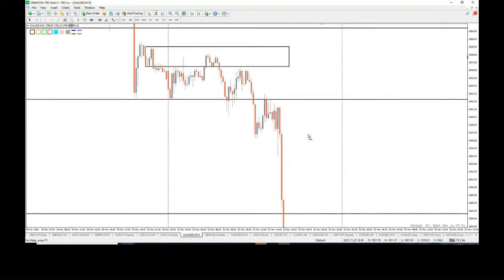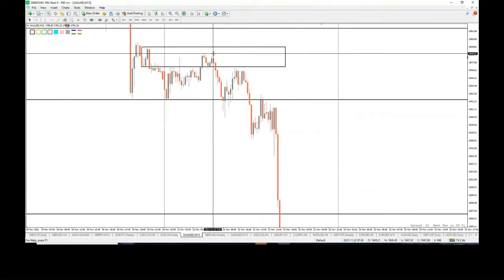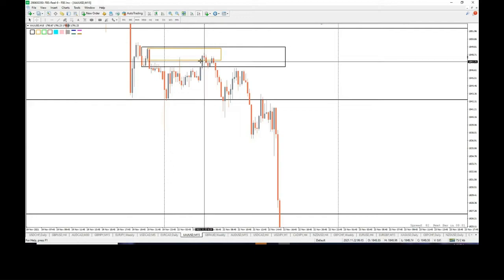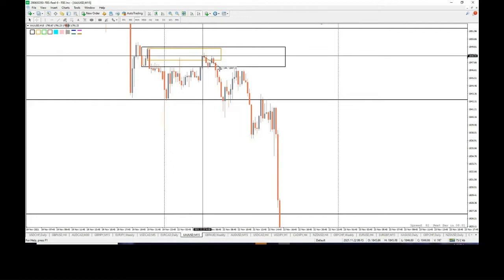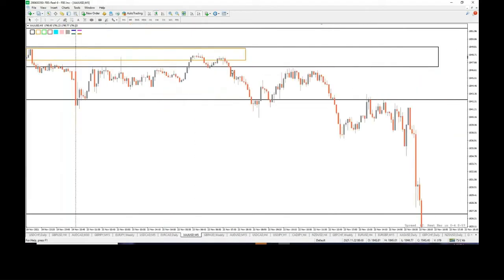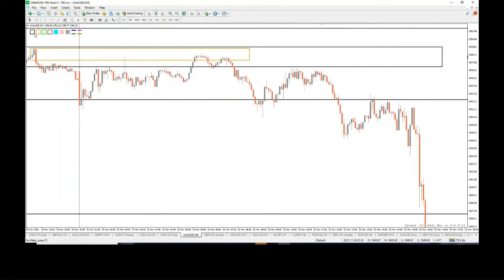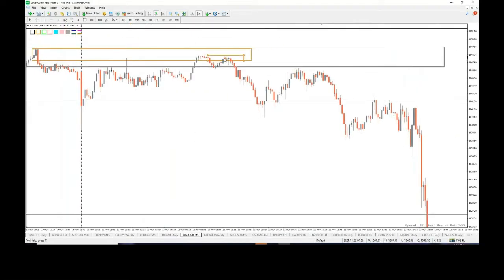If you wait for M15, there's no confirmation right here, but you can have your precise zone here, right? This is the M15 zone. So when price comes here, how do we know the price is going down? We wait for M5 or M1 to make an engulfing sell. This is your entry.